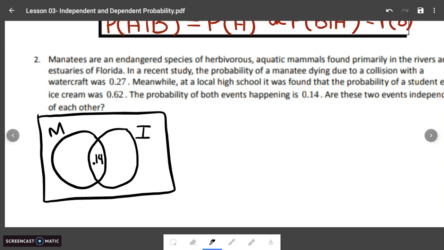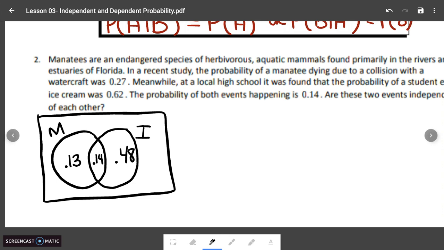Now remember, the whole circle is the manatees dying. So that should add up to a total of 0.27 or 27%. So I'm going to subtract that 0.14 to get 0.13. And same thing with the ice cream, we're looking at 0.62, subtract 0.14 to get 0.48.